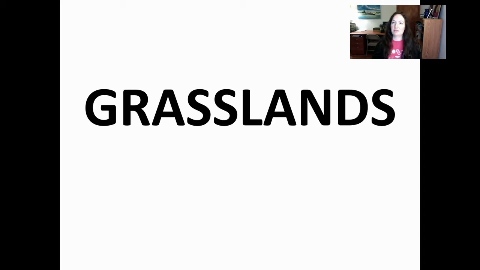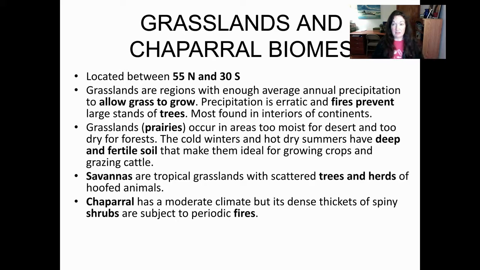Our second general biome category we'll discuss here is grasslands. And grasslands are kind of an in-between biome compared from desert to forests. So let's talk about some of the different types that we see. There's another word, chaparral. That's another type of grassland that's very specific. I'll talk about that in just a moment.